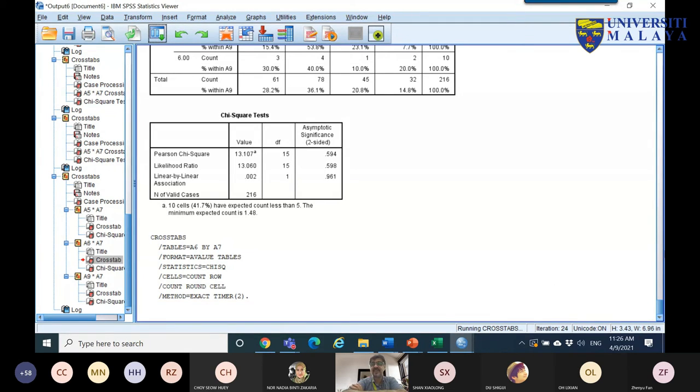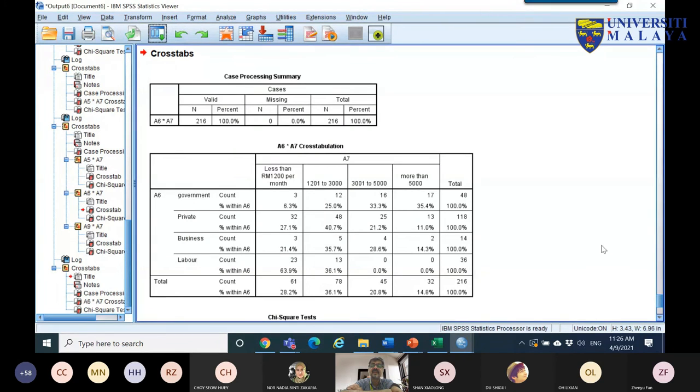Right now, my computer is stuck because it is 6 by 5 and the system needs to simulate 30 cells 1,000 times. So this process sometimes cannot be finished even within 2 minutes. That's why, if you face this problem, the easy way is to convert it to the Monte Carlo simulation. Look at here, again, it started from 1. So I think I have to stop my SPSS and run it again.